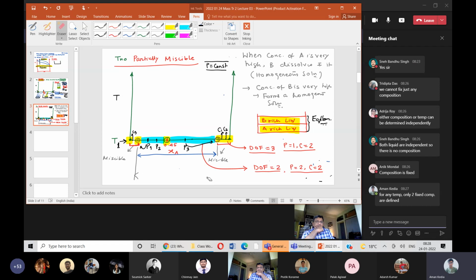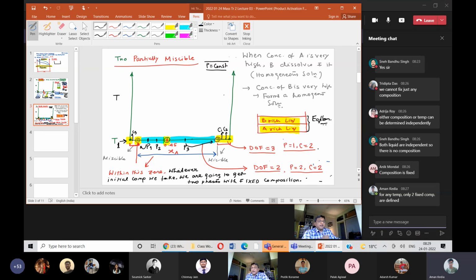Agreeing to the fact that the class now understands this is the zone of immiscibility. So within this zone, whatever initial composition we take, we are going to get two phases with fixed composition.